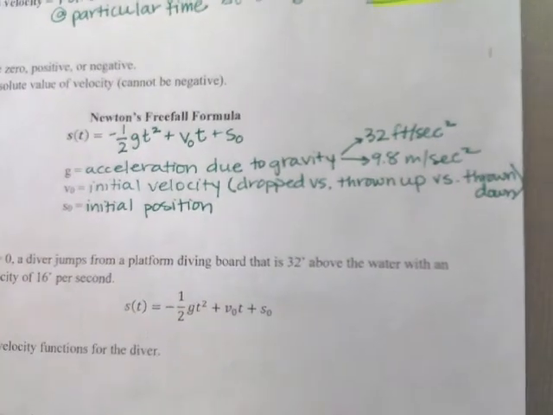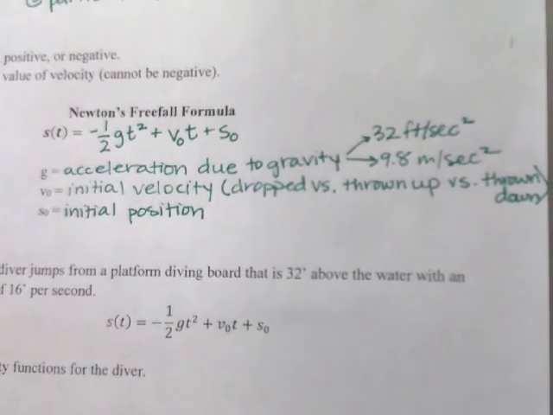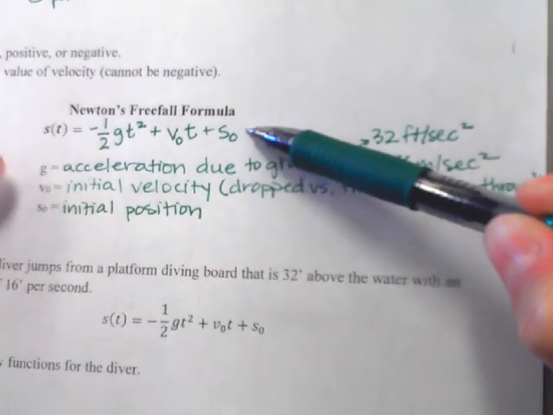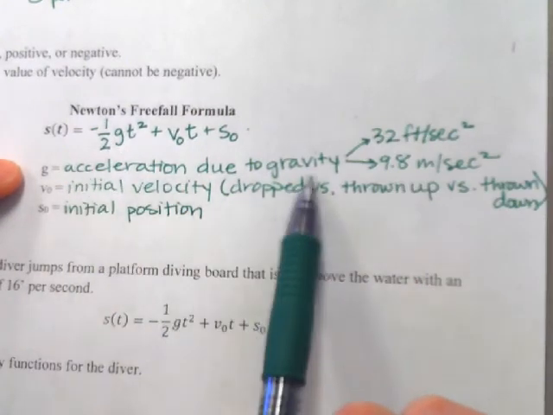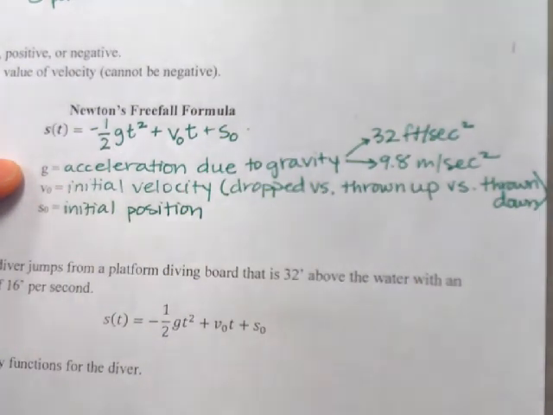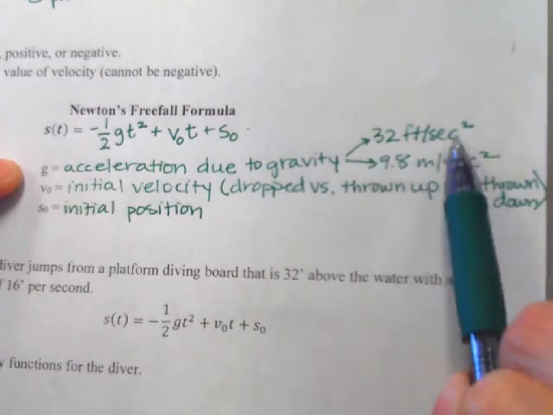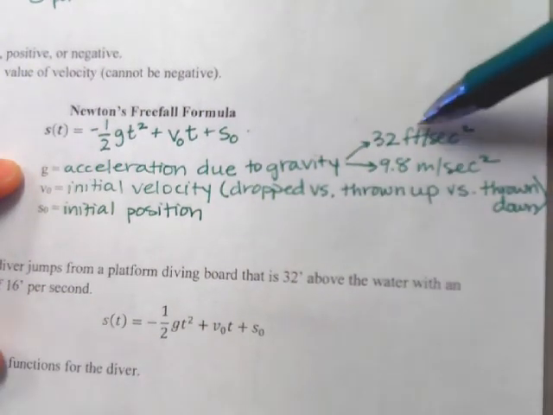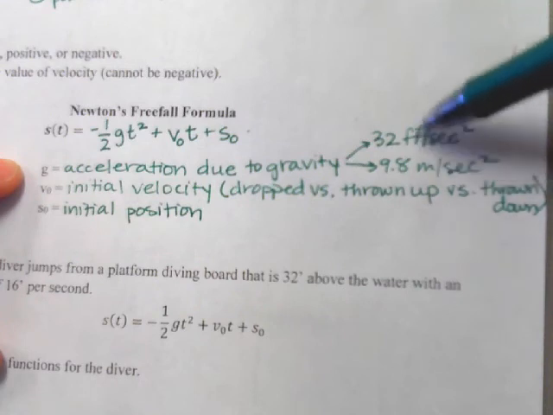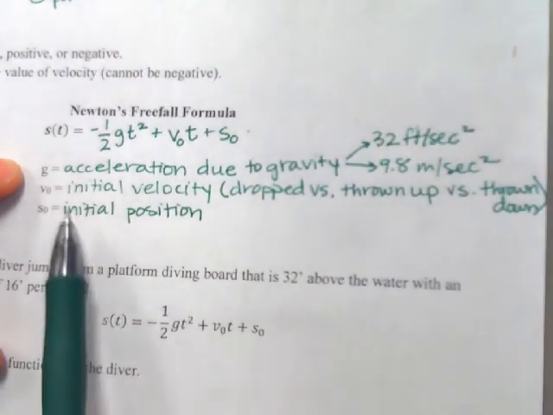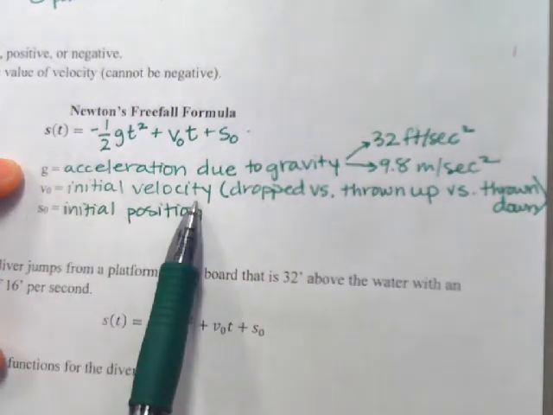Now we have a special free fall formula that we are going to be using, and that is called Newton's free fall formula. Newton's free fall formula is represented by this function. G represents the acceleration due to gravity, which can be two different units, 32 feet per second squared or 9.8 meters per second squared. So just pay attention to the problem you're doing, and that will tell you what your gravity constant is going to be.